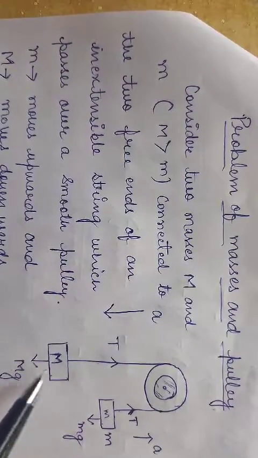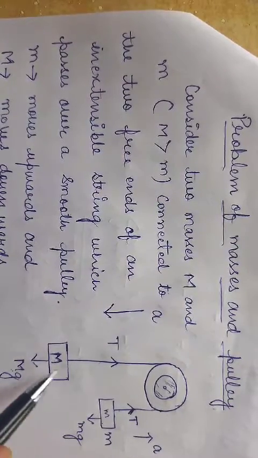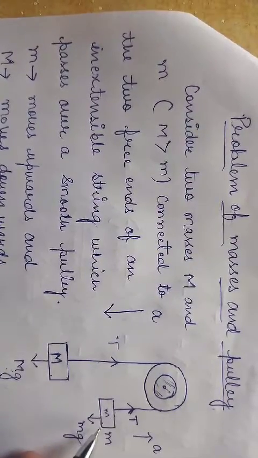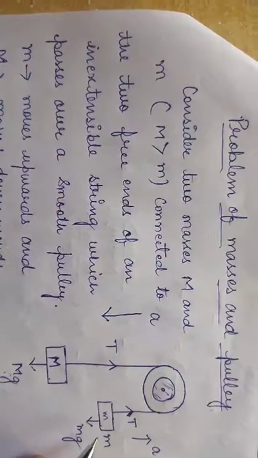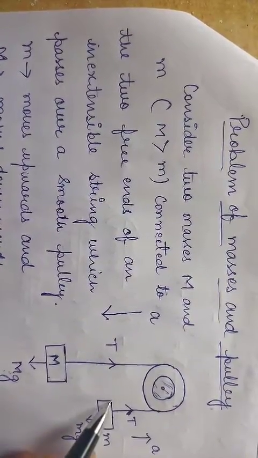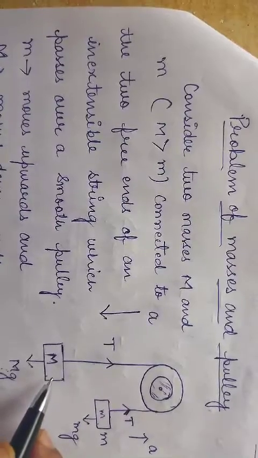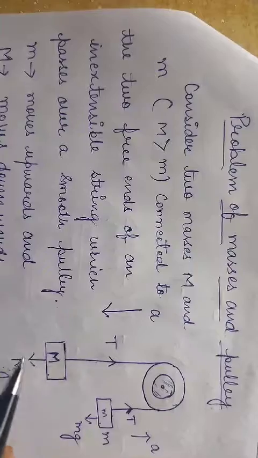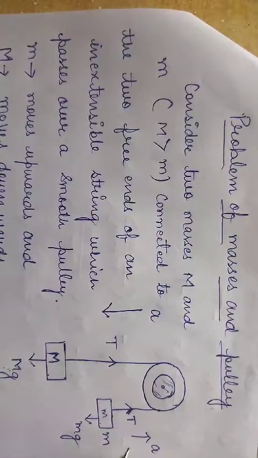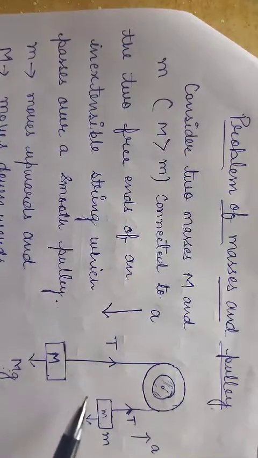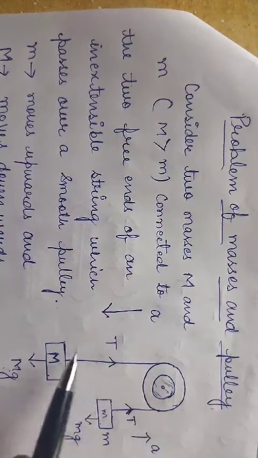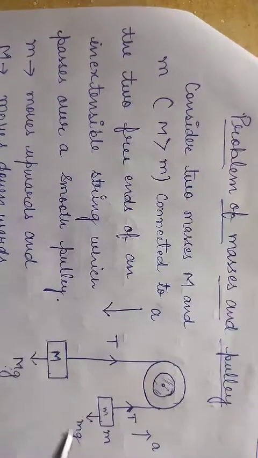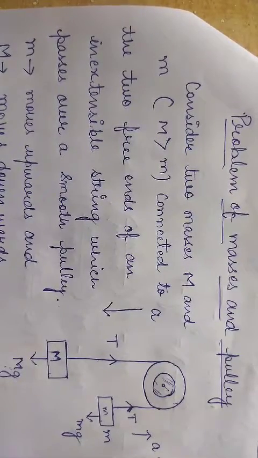And we know the weight of the body is also acting vertically downward. Here the weight of this body is also acting vertically downward. But this is the lighter body and this is the heavier body. So when the heavier body moves downward, the lighter body will move upward, because this inextensible string is moving over a pulley. So the acceleration of the heavy object is in the downward direction and the lighter object is in the upward direction.